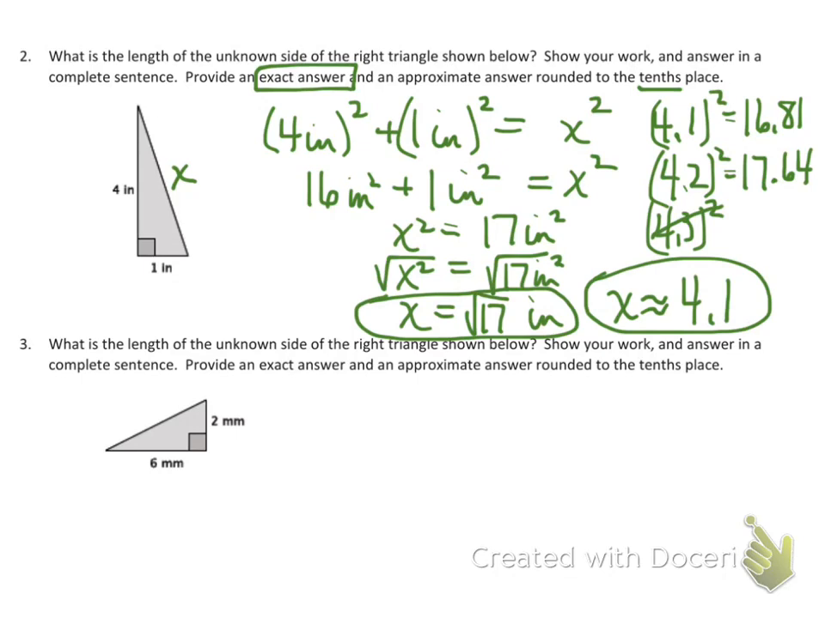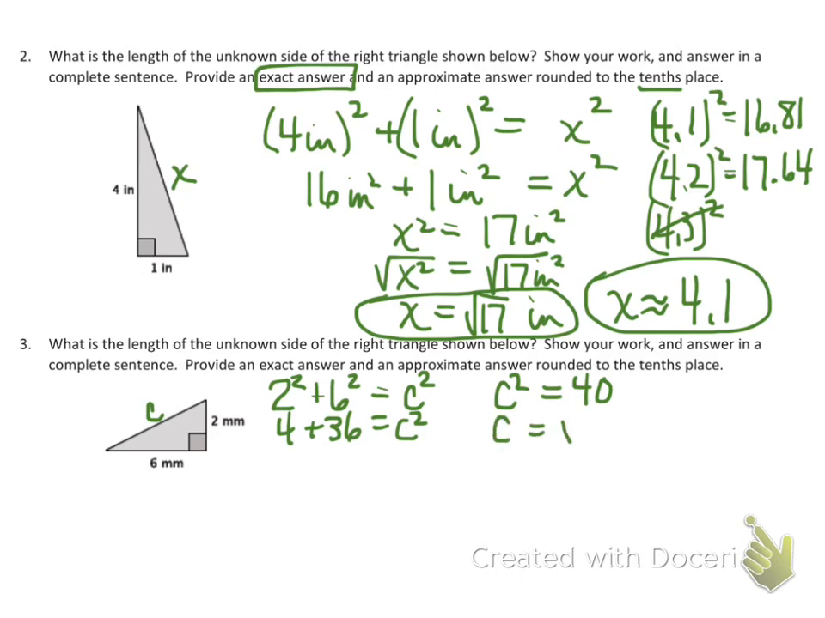Okay, problem 3 is very similar. We can write out our relationship. I'm going to leave the units off of this one just for space. We know that 2 squared plus 6 squared is equal to c squared. We'll call this c this time. So this would be 4 plus 36 is c squared. So c squared is equal to 40. So c is going to be equal to the square root of 40.